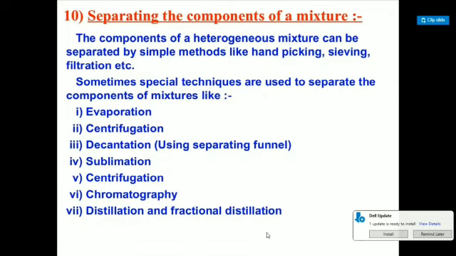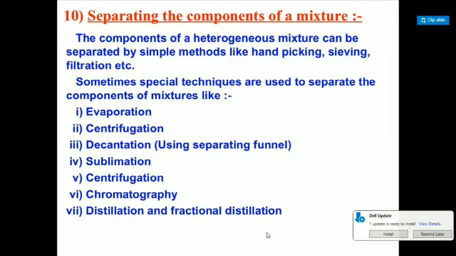Sometimes special techniques are used to separate the components of mixtures, like evaporation, centrifugation, decantation, sublimation, chromatography, distillation and fractional distillation. These are special techniques which are used to separate things in a laboratory or in manufacturing.